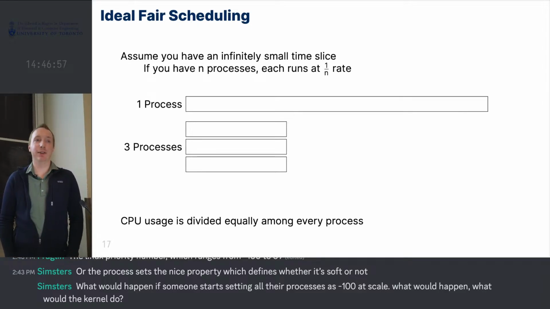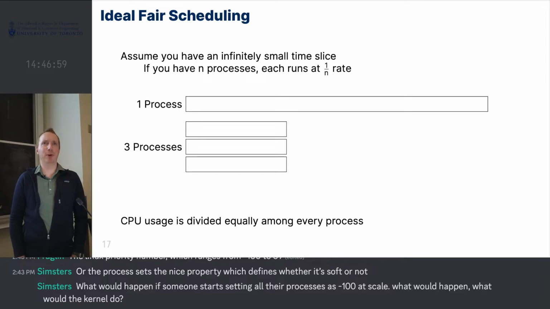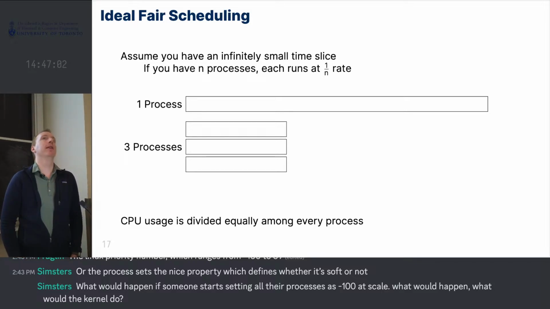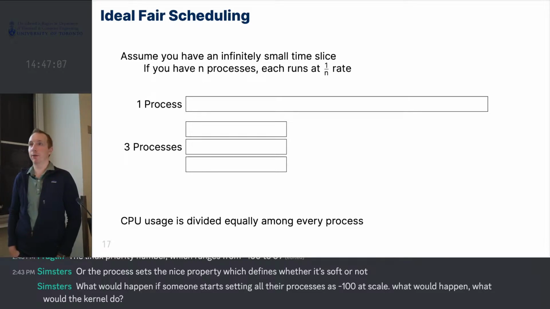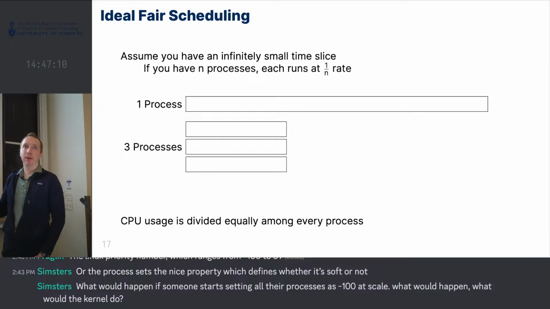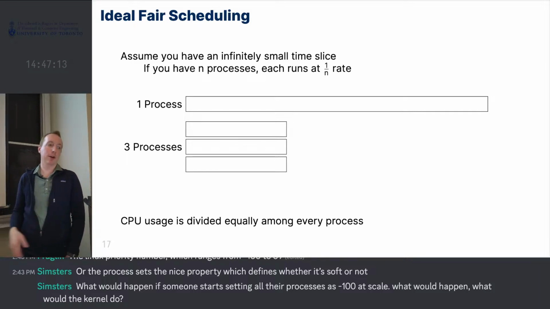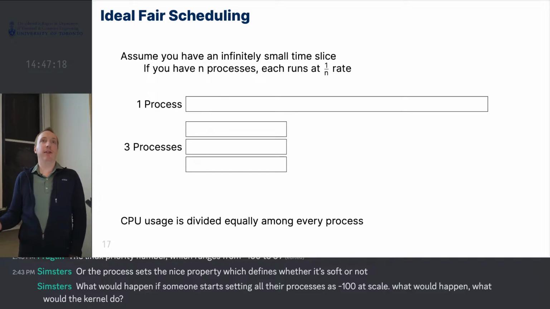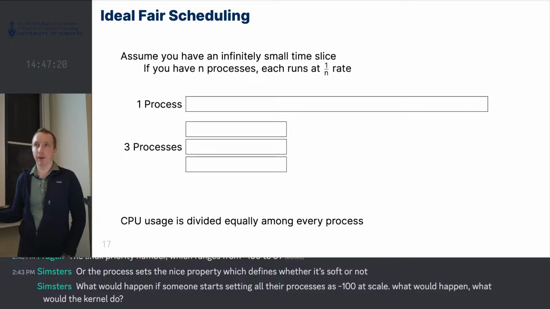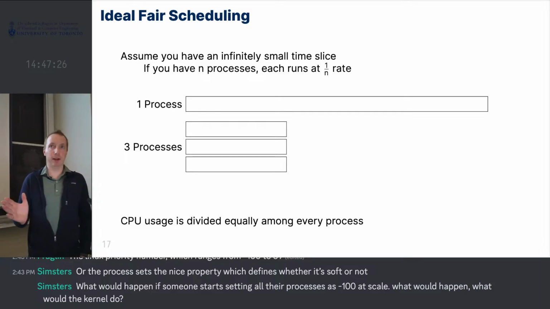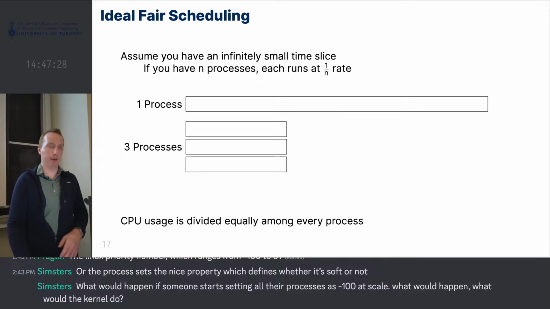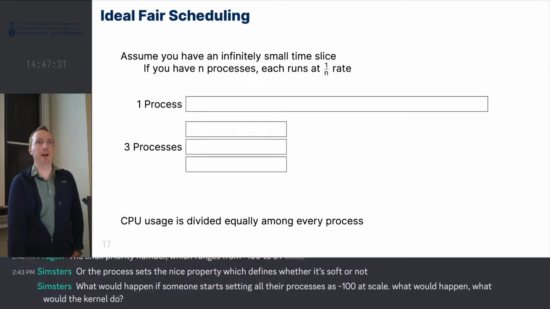If we had an ideal fair scheduler that could dole out infinitely small time slices, then with n processes, each one would run at 1 over n the rate. So if we had one process on a single CPU core, it would get the entire time slice. If we had 3 processes, each one would execute for 1/3 of the time and switch infinitely fast. Everything is as fair as possible. You just divide the CPU usage among every process. And this is just on a single CPU core because that's the easiest to illustrate.